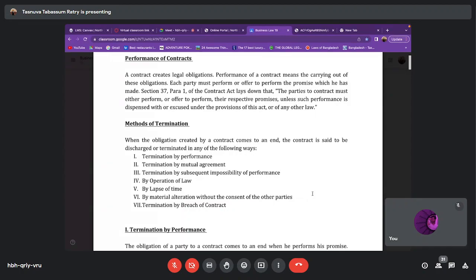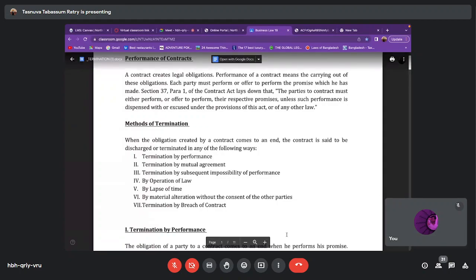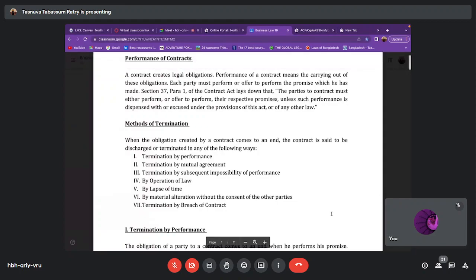No. So, due to a subsequent event, the contract becomes impossible to perform. As a result, the contract can also be discharged or terminated. That's what we call termination by subsequent impossibility of performance.